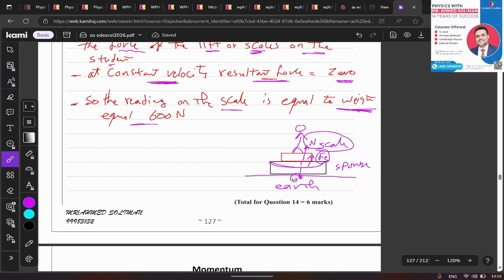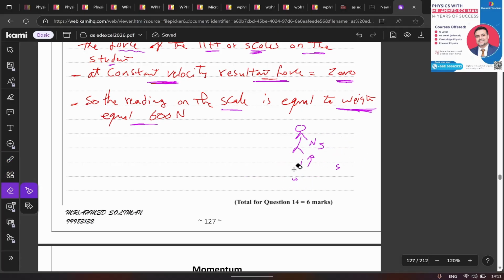Because the reading is only the reaction force from the scale to the person. Okay, do you understand now? Yes. Okay, I have to remove all of this.